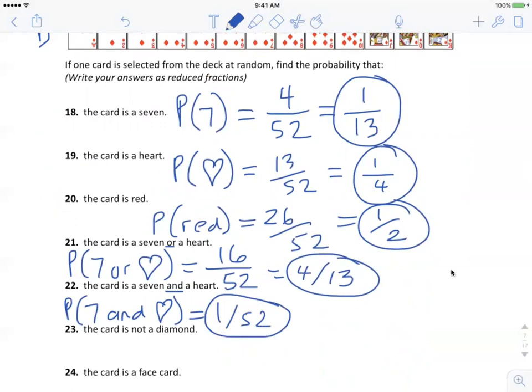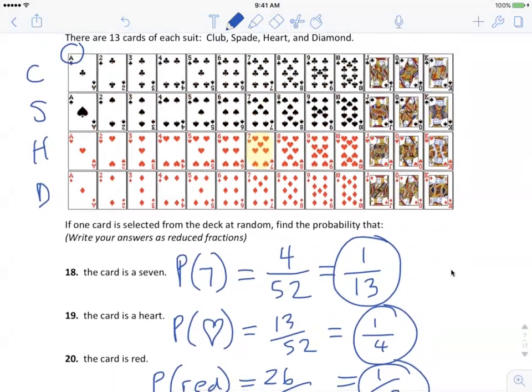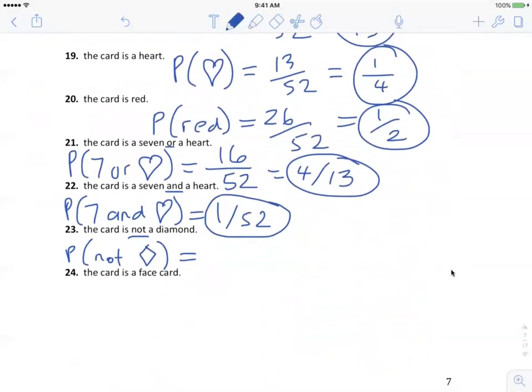The card is not a diamond. So probability of not diamond. I go back up to my list. I could just see what cards are not diamonds. All of these are not diamonds. There are 13 diamonds down on that last row, and there's 52 total cards, which means there's a total of 39 non-diamonds. So I'd write 39 out of 52, which I think both of those are divisible by 13. So 3 out of 4.